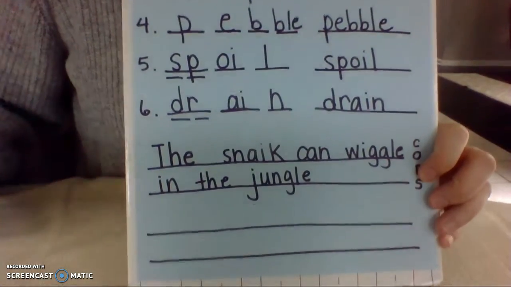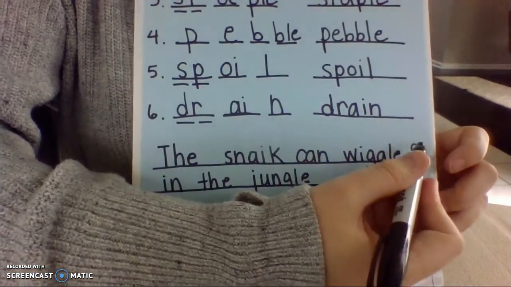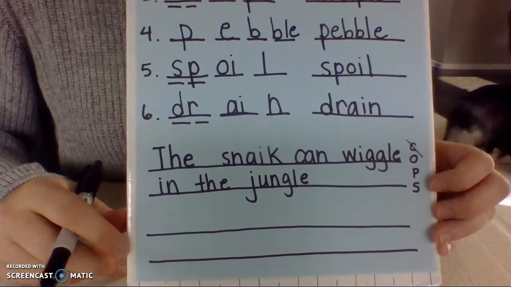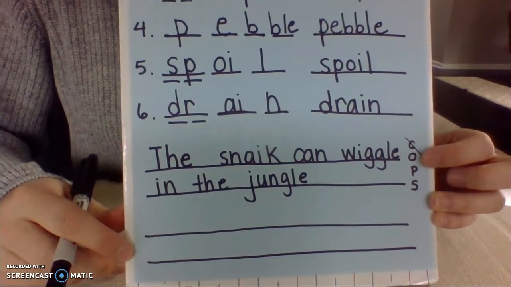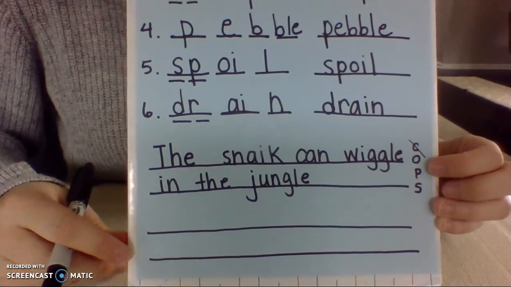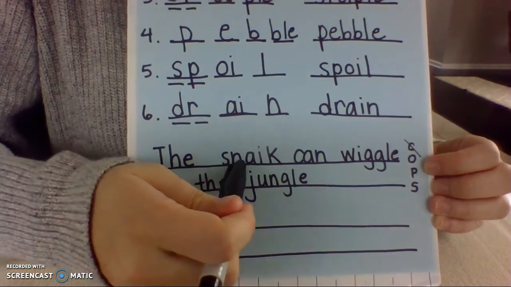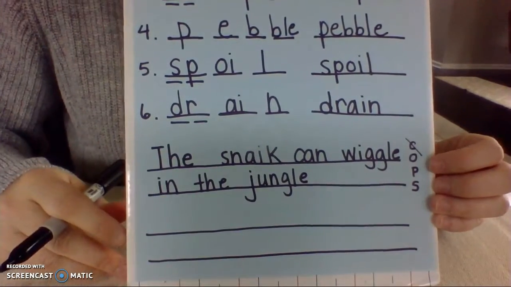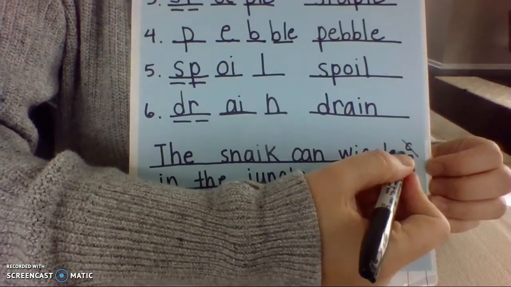So if I started with a capital, I know I can cross out the C because I did that. The O in cops stands for order. Do I have all the right words in the right order? Does the sentence make sense? The snake can wiggle in the jungle. Yeah, I do. I have all my words and they make sense. They're in the right order.